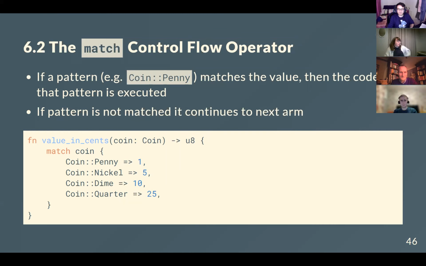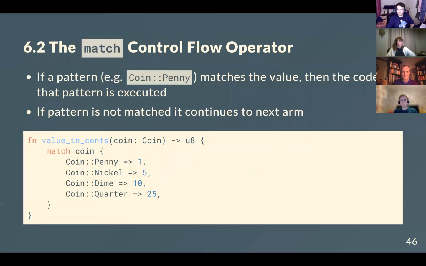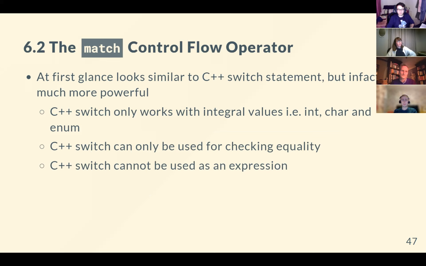If it matches, then the code's executed. In this case, it's straightforward. If the pattern's not matched, then it just continues trying to find it. At first glance, it looks similar to a C++ switch statement, but it's much more powerful. The C++ switch only works with integral values. It can only be used for checking equality, and it can't be used as an expression. So in that example where it's returning the values, because it can't be returned as an expression in C++, that wouldn't work. From maybe C++23, maybe C++26, who knows? There might be an inspect statement which would allow you to do some of these things, maybe more, but we shall see.